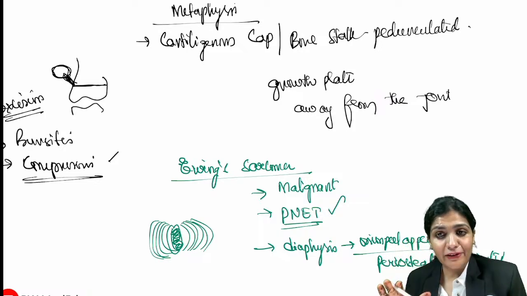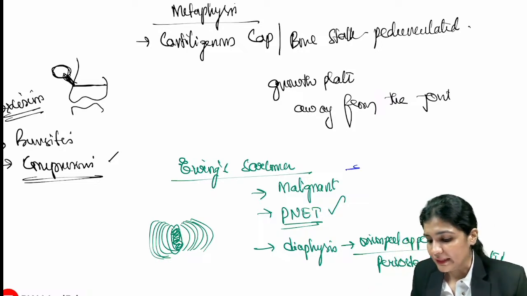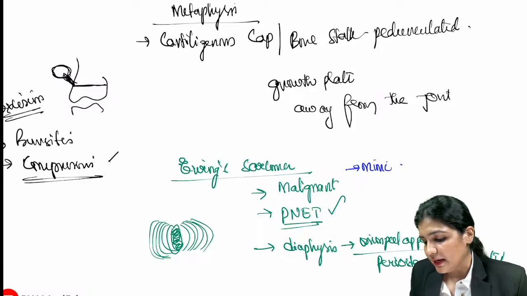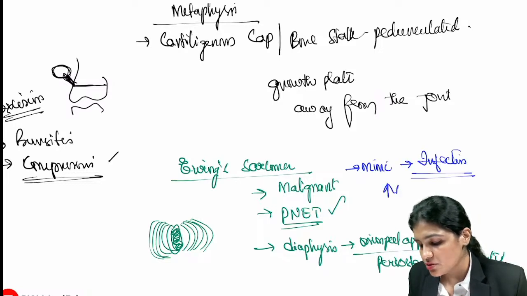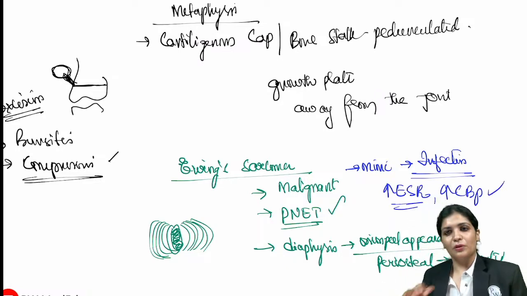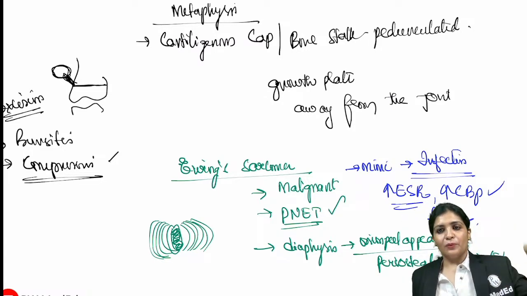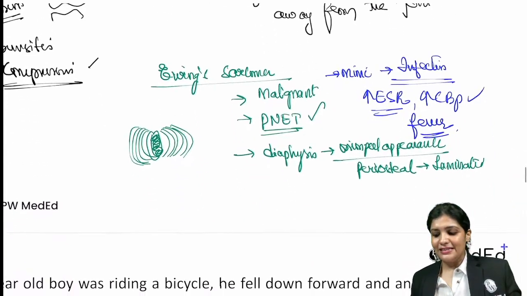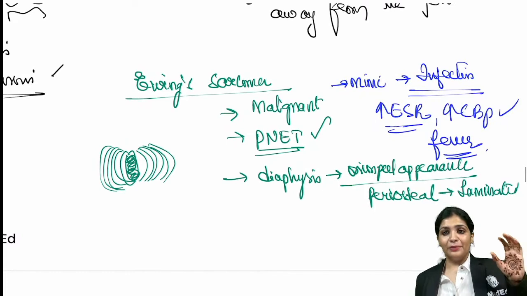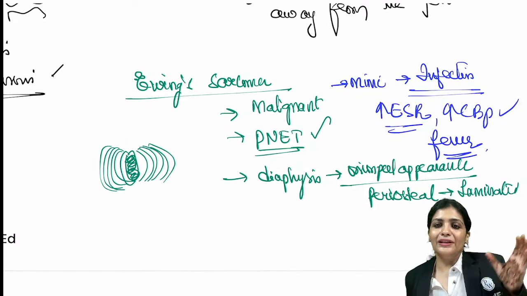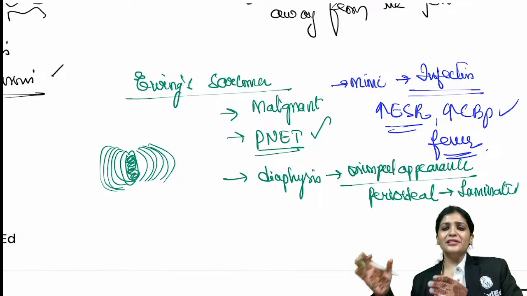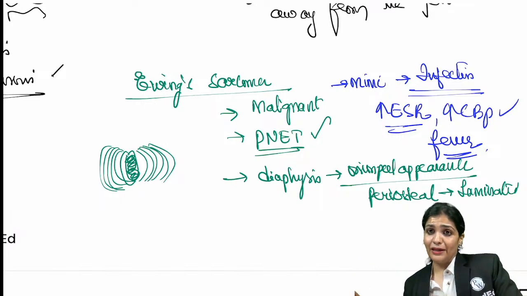But what you have to be careful about in Ewing sarcoma is that it can mimic an infection, that is osteomyelitis. So here you will also have raised ESR, raised CRP, right? All these things will be seen, along with the patient presenting with fever. So whenever a baby or a child presents with fever, with raised ESR, raised CRP, you have to always be careful that you are not dealing with Ewing sarcoma, because the presentation will be similar. It will mimic acute osteomyelitis, right?